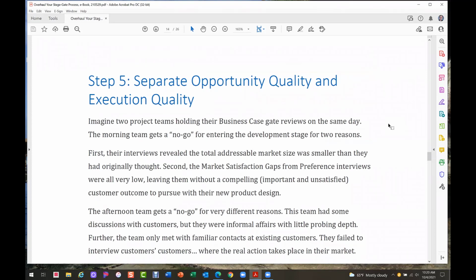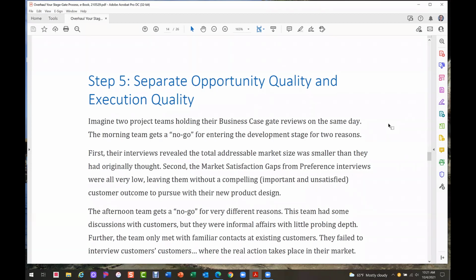So picture this. There's a stage gate review meeting. Two teams are going to present their results today. In the morning team, the project gets stopped. And in the afternoon, that team gets stopped as well. Both projects get halted, okay? But here's the interesting thing.